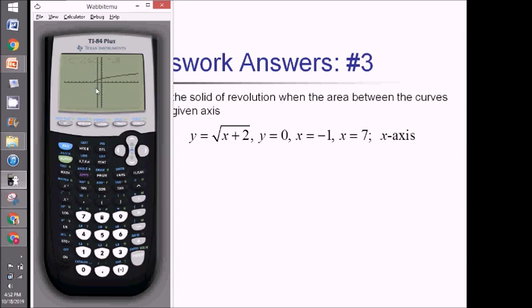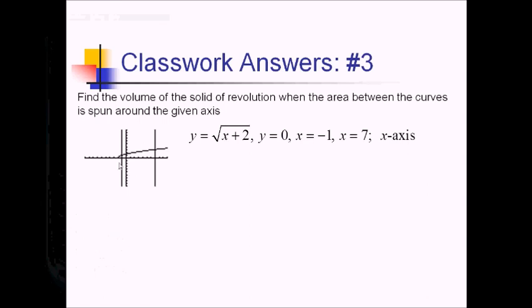There it is. And let me quit out again and just do that again, but this time I'm going to enter in 7 instead of 1. And there's my other vertical line. So this is what I have on my grapher. I'm taking this region in here, revolving it around the x-axis.